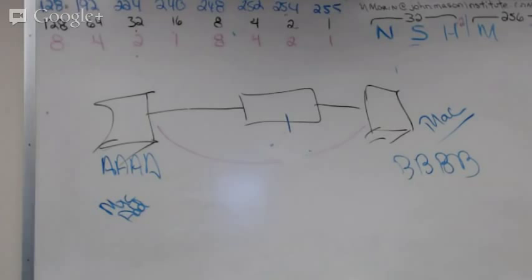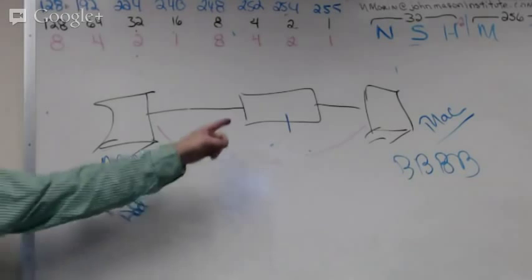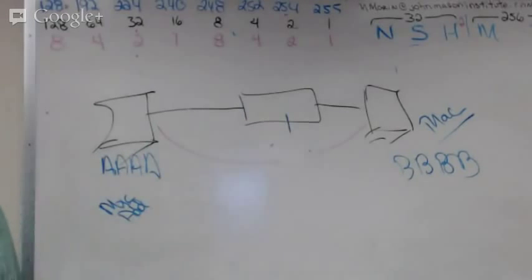But they will if there's a hub here. And if there's a hub here, everybody's getting everybody else's traffic. They're just going to drop it. They're going to look at the MAC address in the packet. They're just going to drop it. So we're sending a lot of information down our network that we do not need.